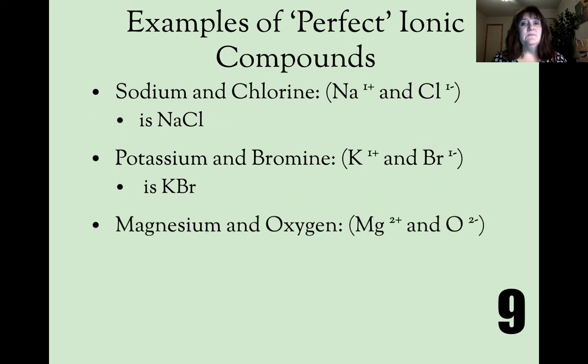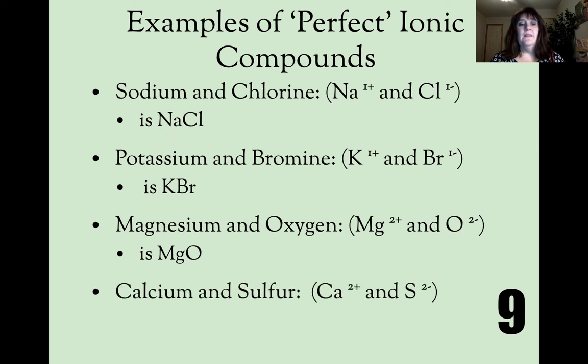Magnesium and oxygen, magnesium is a 2 positive, oxygen is a 2 negative. They become MgO. And calcium and sulfur, calcium is a 2 positive, sulfur is a 2 negative. They combine to become CaS. These are examples of perfect ionic compounds.